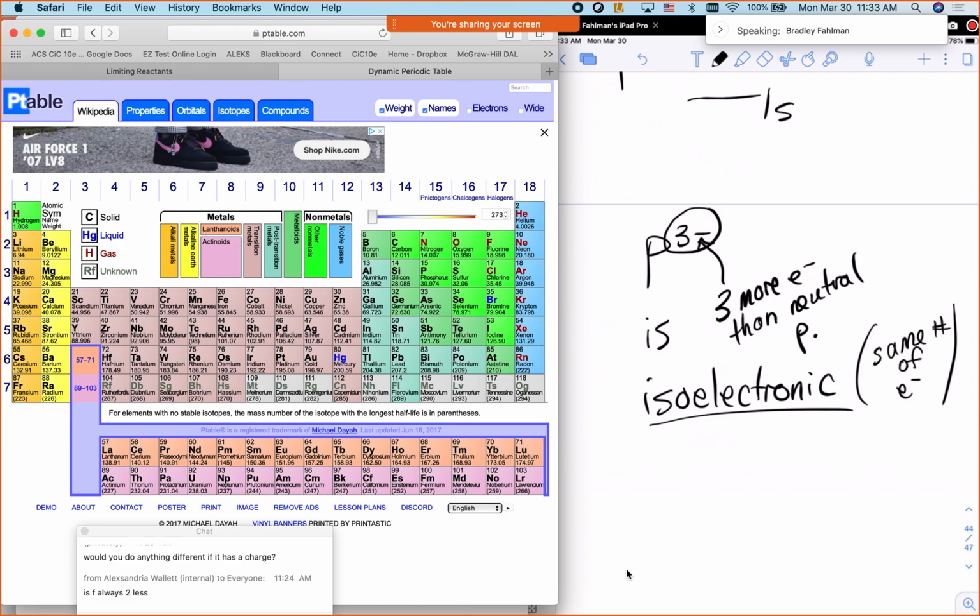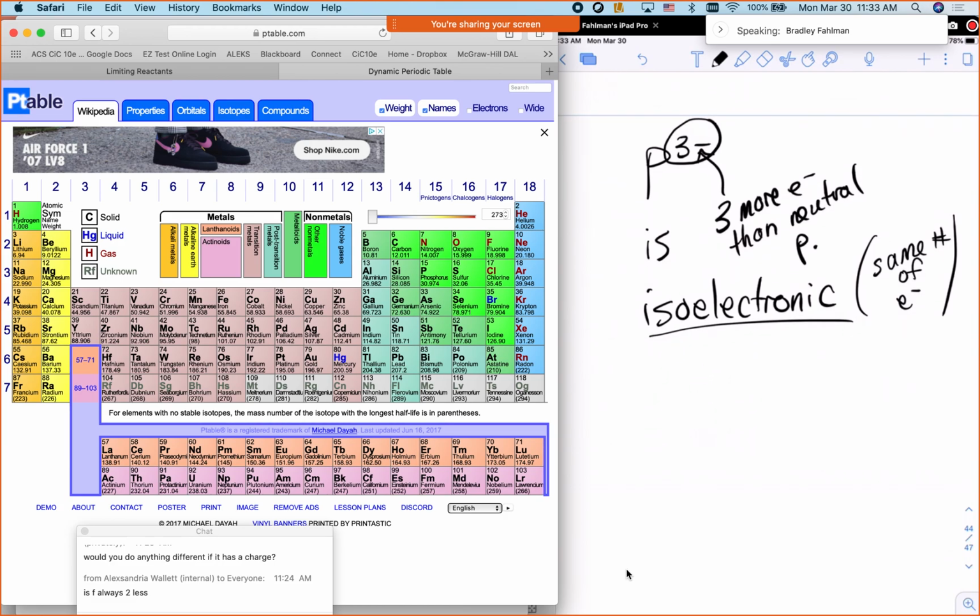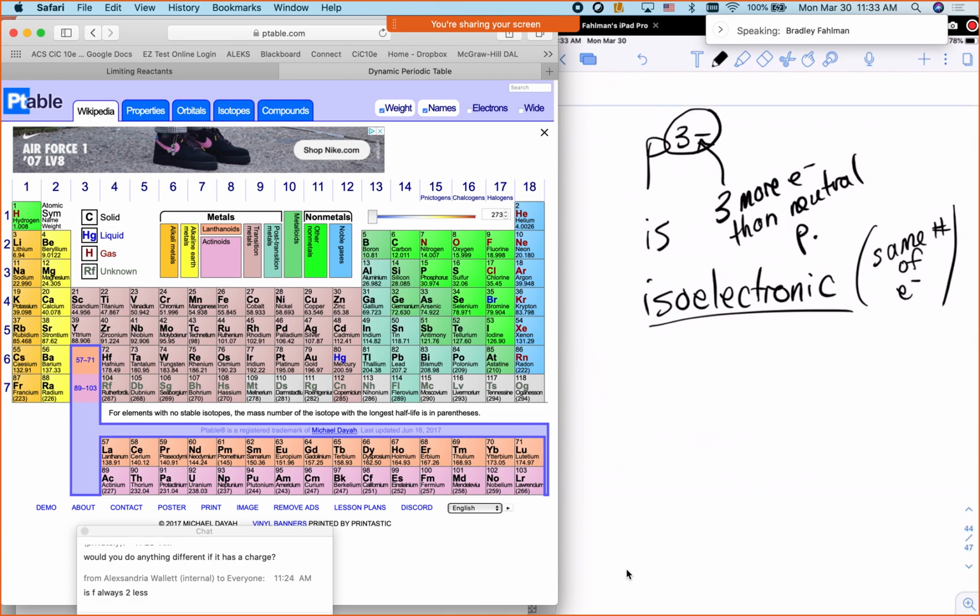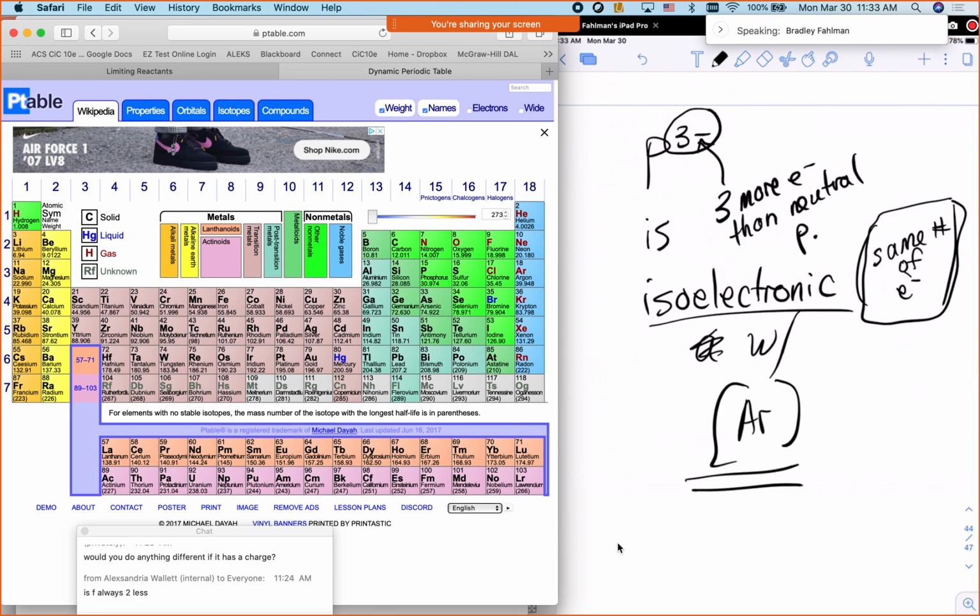So P3 minus means there are three more electrons than neutral phosphorus. So it's isoelectronic, or the same number of electrons as, or isoelectronic with argon, right? So P3 minus, if you have phosphorus here with 15 electrons, if you add 3, now you get to argon's configuration.